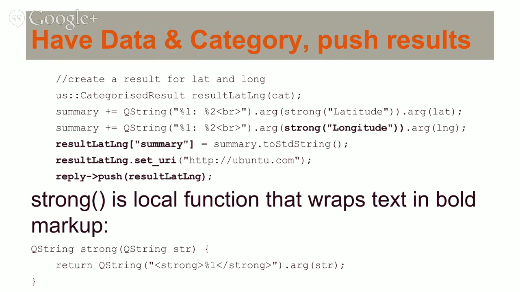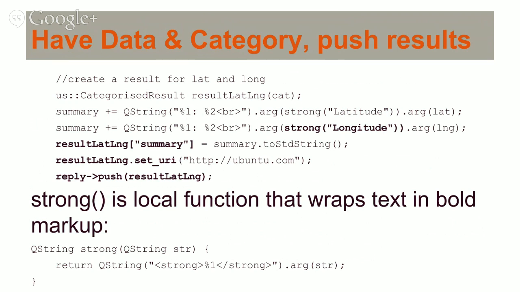And I'll note that I used a strong function here. It's just a local function in the scope I wrote. It's shown below. You just call it, you pass in a string, and it wraps it in strong markup. So that's why in my scope, when you look at the results, longitude is bold, and then it shows the longitude. Latitude is bold, and then it shows the latitude in non-bold.